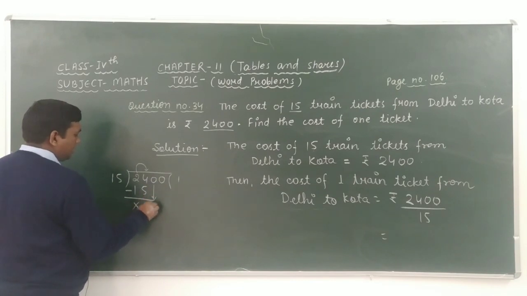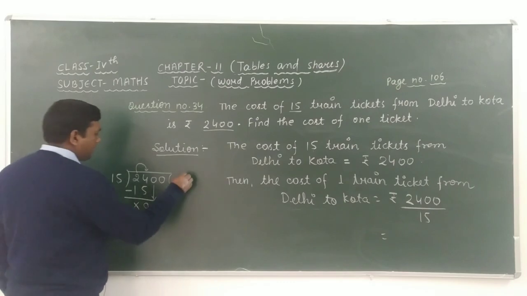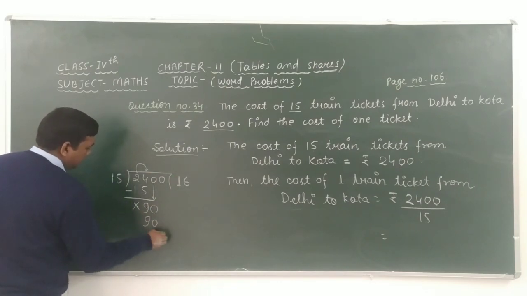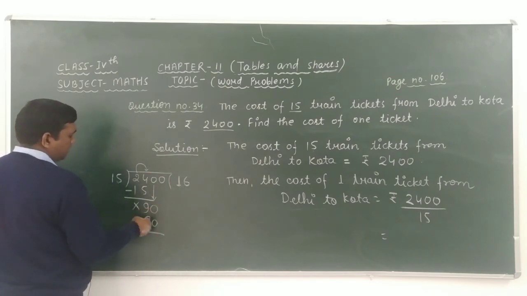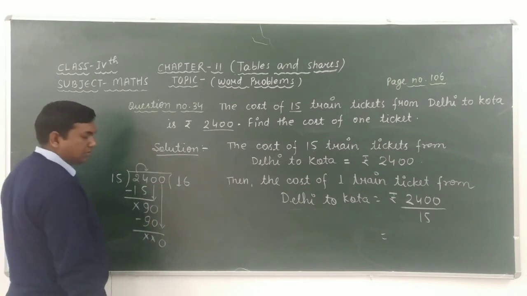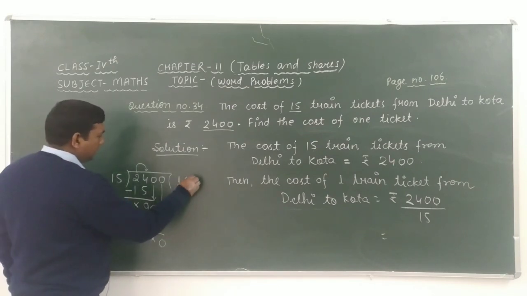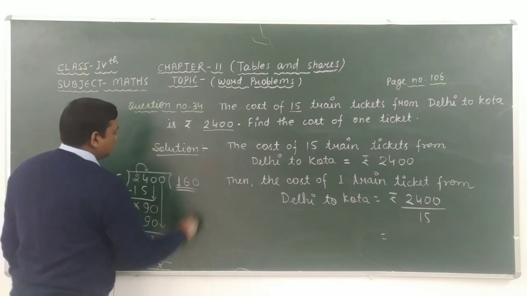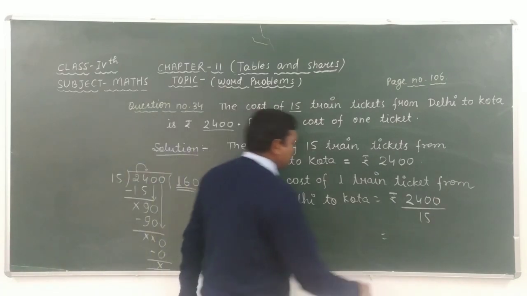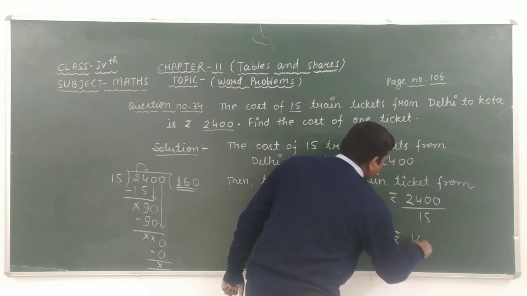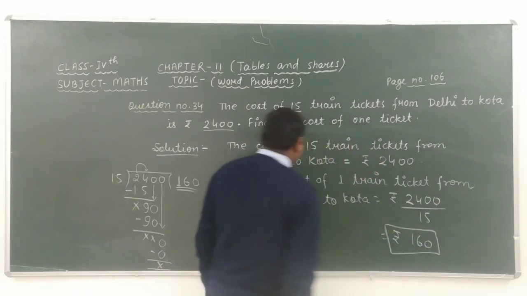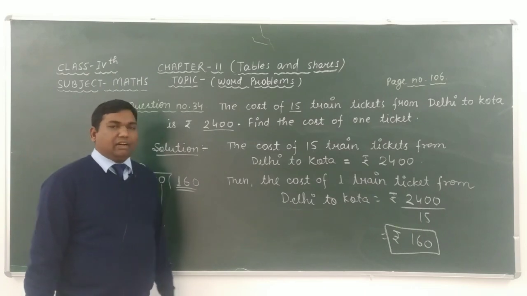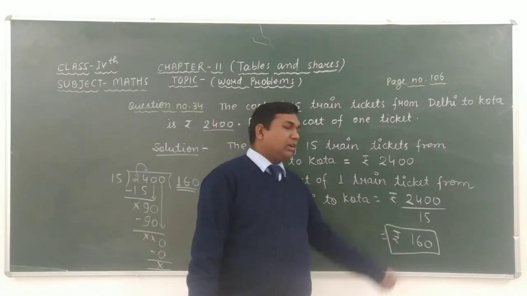And here we take 0 as the same. Recall the table of 15: 15 6s are 90. After subtracting these we get 90 minus 90 is 0. It will cancel out, and here we take 0 as the same. Okay students, 15 0s are 0. Okay, after dividing these we get 160 rupees. It means that the cost of one train ticket from Delhi to Kota is rupees 160.